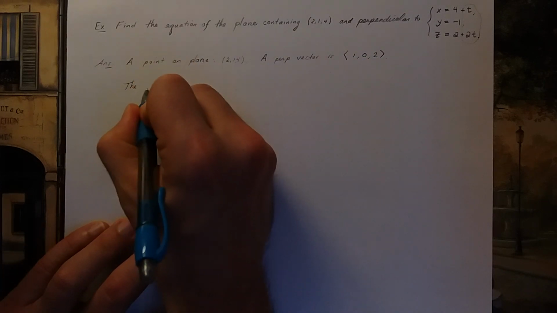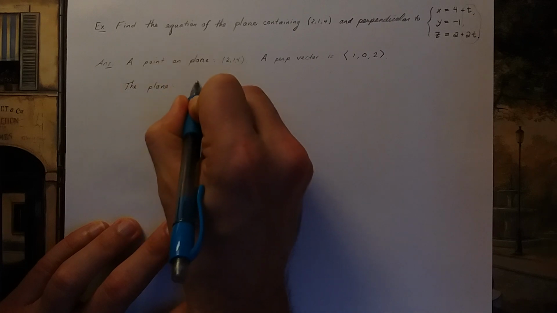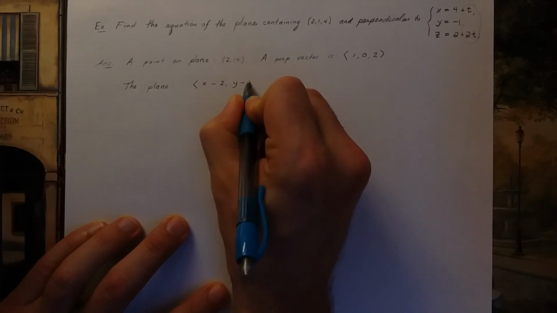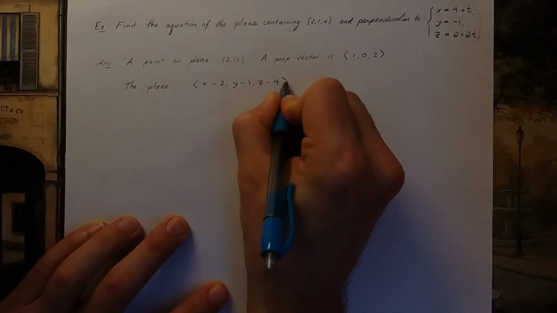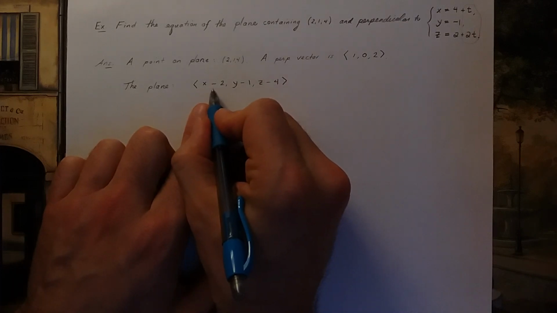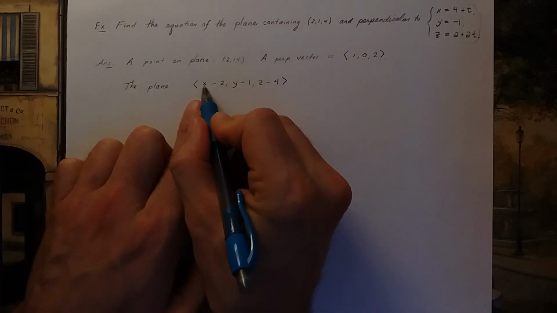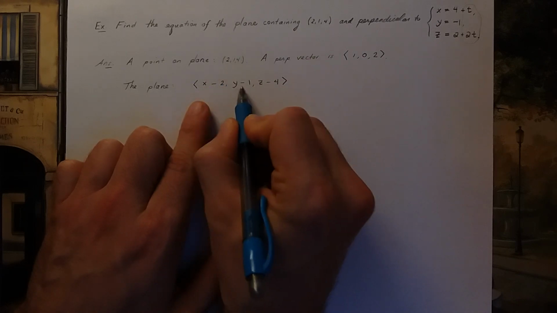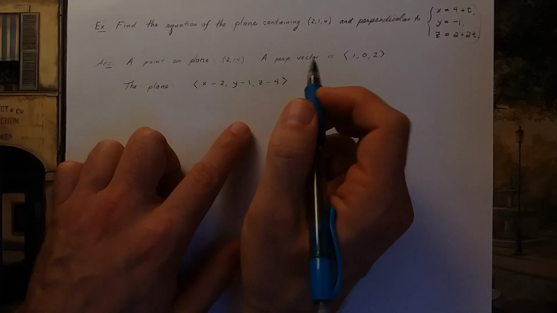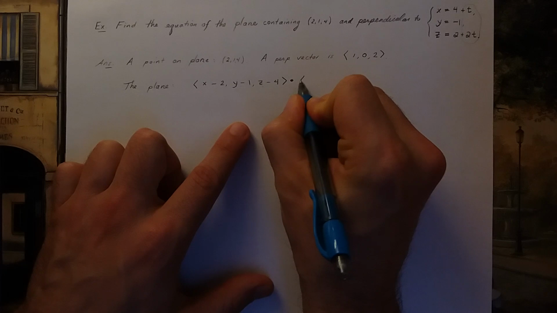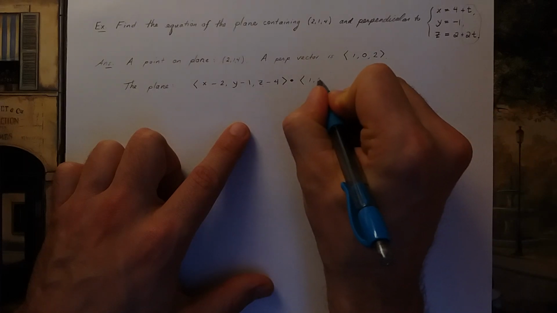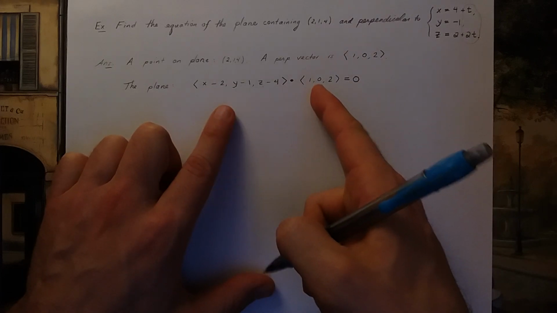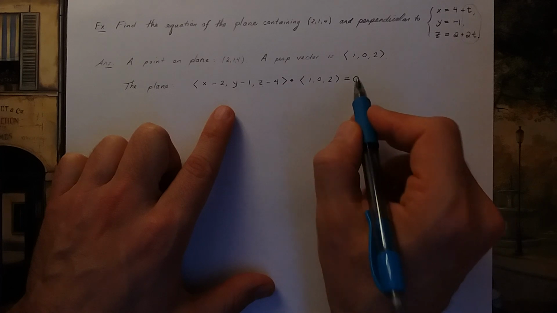So the plane is now easy to find. The plane is formed by looking at x minus 2, y minus 1, and z minus 4. This is a vector that's parallel to the plane. It's the vector that starts at the point (2, 1, 4) and points to the value (x, y, z). If I take the dot product of that with my perpendicular vector to the plane, I should get 0 because these two vectors are at 90-degree angles from one another. That means when you take the dot product, you get 0.